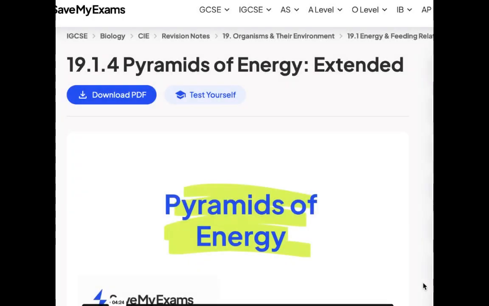Come to this second part of our topic, organisms and their environment. And today we're looking at the pyramids of energy. In the first video we treated energy transfer, we treated food chains and food webs, we treated the feeding relationship in an ecosystem, and we've treated the pyramids. We started treating the pyramid.